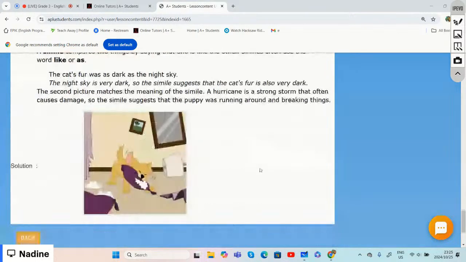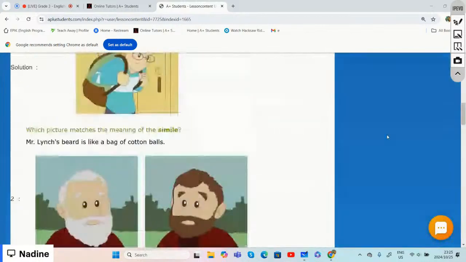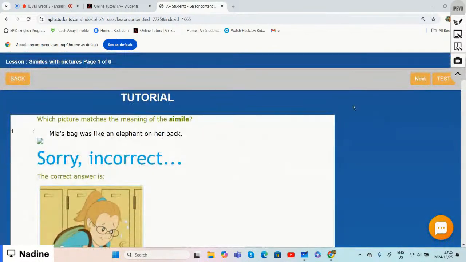All right. So now we're going to our test, where we are going to basically show similes with pictures.